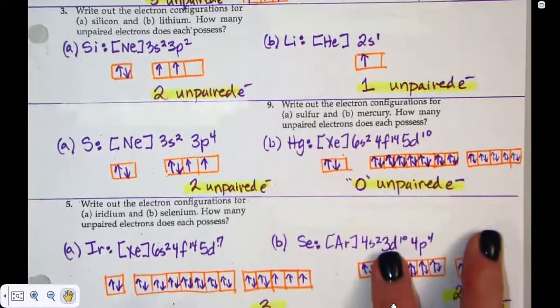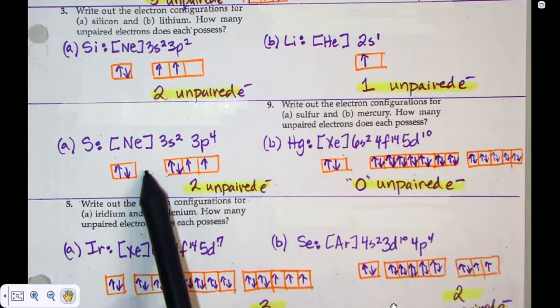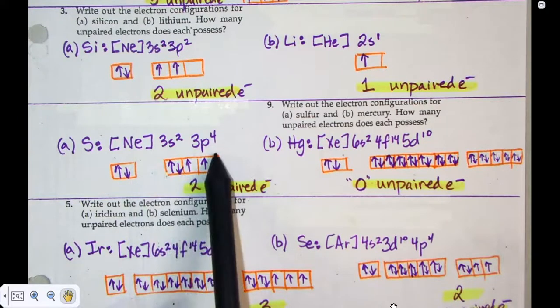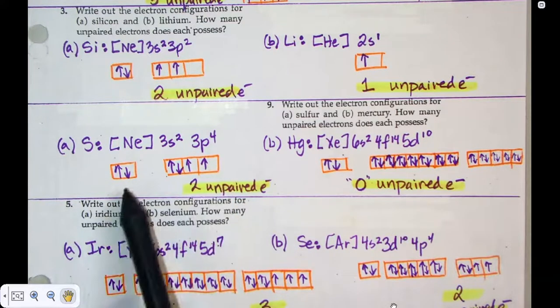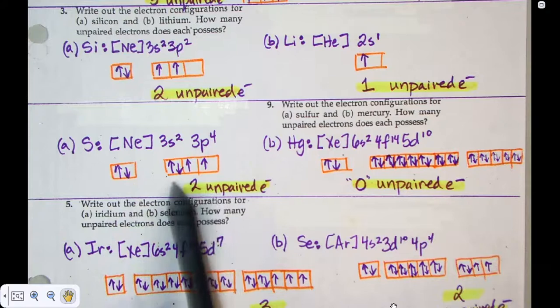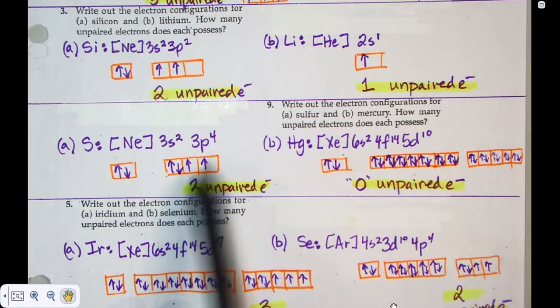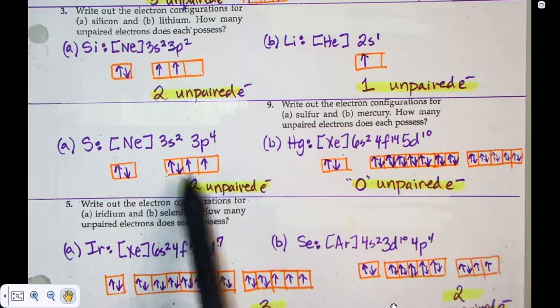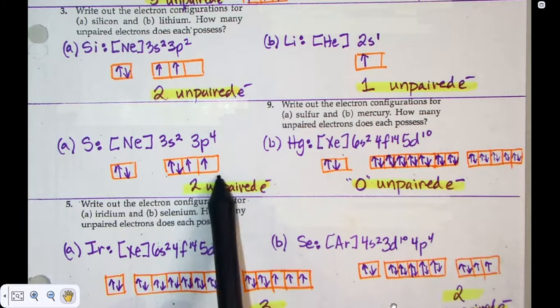For number 9, sulfur is neon in brackets, 3s2, 3p4, and again, following the Aufbau principle and Hund's rule, the s orbital is full, so they're all paired up here, but in your p orbital, they're not all paired up, so when you put your 4 electrons in there, you go up, up, up, down. You see there's 2 unpaired electrons here.